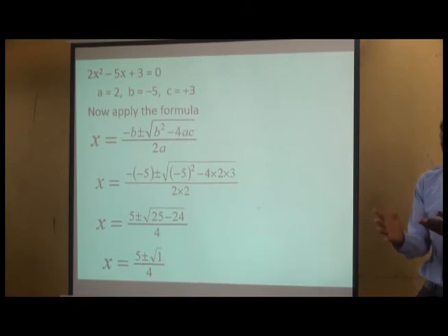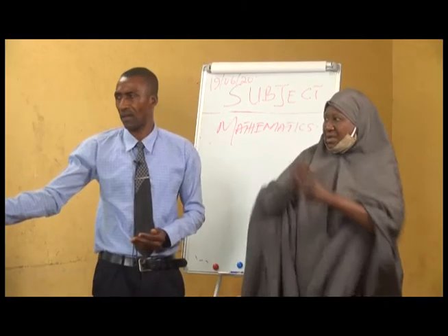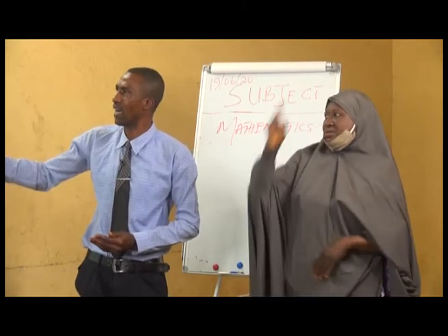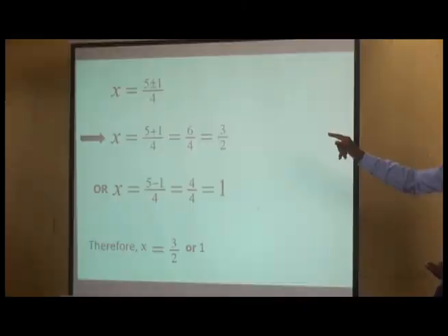What is the square root of 1, my dear students? The square root of 1 simply means a number that can multiply itself to give you 1, and that number is 1. So the square root of 1 becomes 1. So your x becomes 5 plus or minus 1 all over 4.